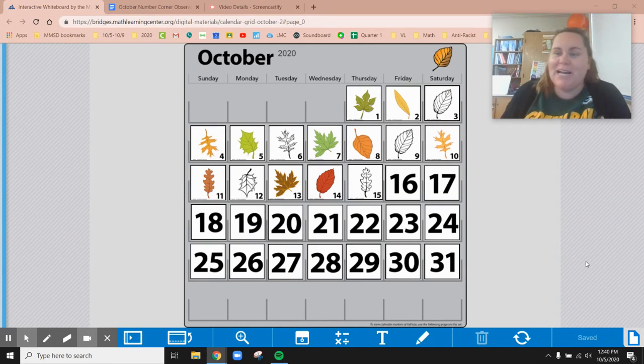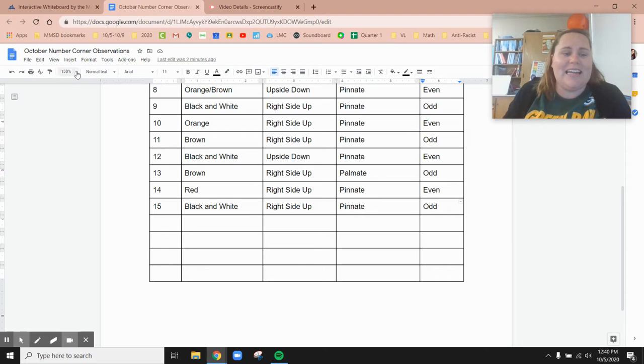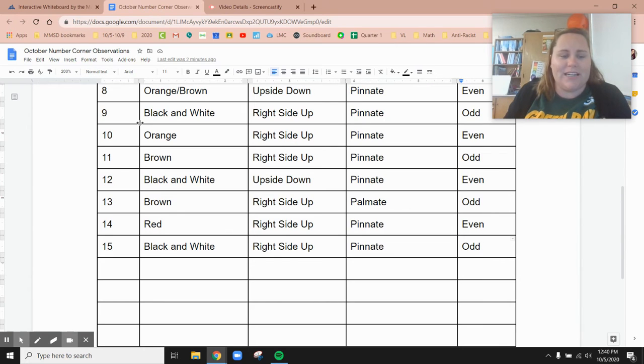I love Fridays. It means it's the weekend, and it means that we're at the end of our next line on our calendar grid. So we figured out some cool patterns. We noticed yesterday that the black and white leaves, if we count by threes, we can predict when the next black and white leaf is going to be. So since it was yesterday, we know that today's leaf is not going to be black and white. It's going to have a color, right? So we're going to take our observations today and write them again in our number corner observations.